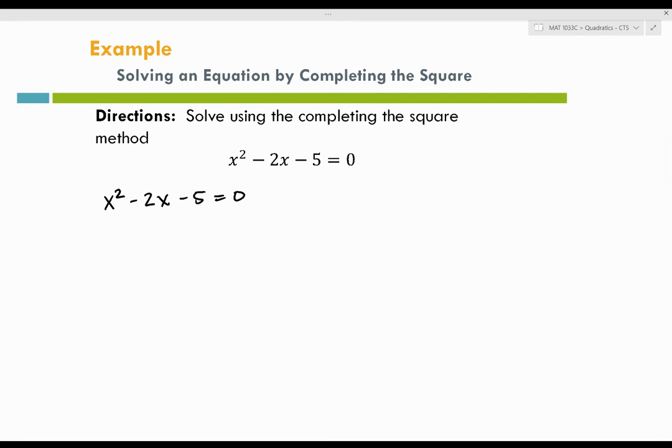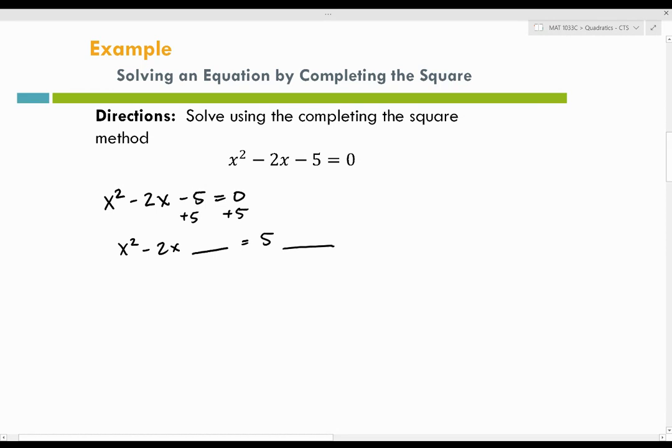Step 2 is to move your constant term to the other side of the equation. Your constant term is the term that doesn't have any variables attached to it. For us, that's the negative 5. To move it, I'm going to add 5 to both sides of my equation. As I move that 5 over, I'm going to put a blank on each side of my equation.